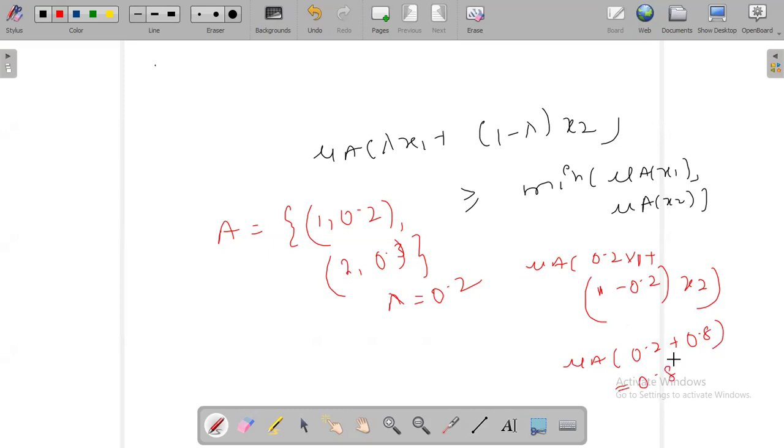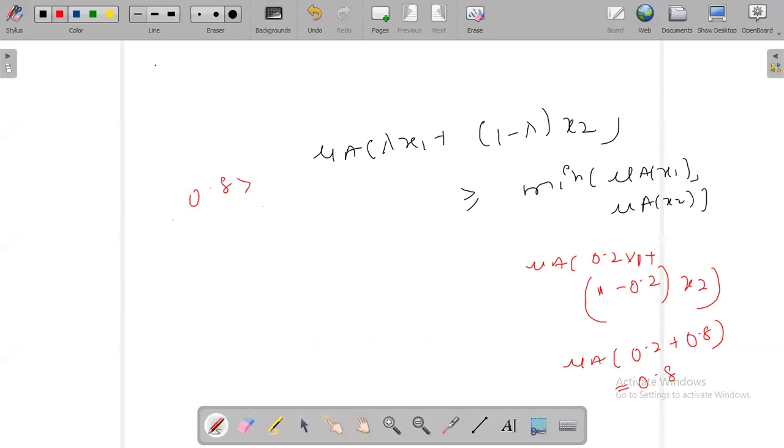So what do we have to check? The minimum of mu A of x1 comma x2. I am rubbing this part just to make it easy for me. Now what will I check here? I got 0.8, which should be greater than the minimum of, what is your mu A of x1?